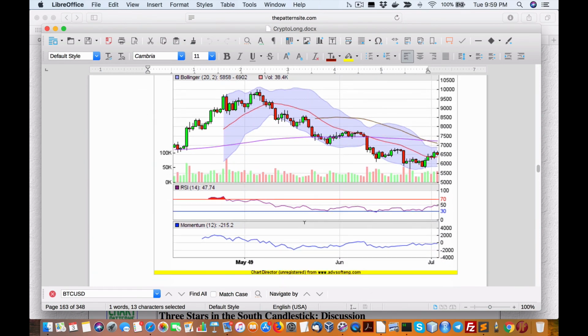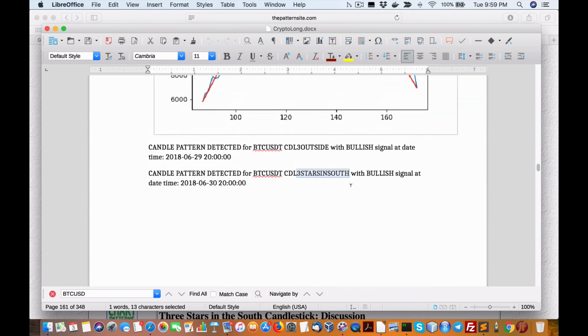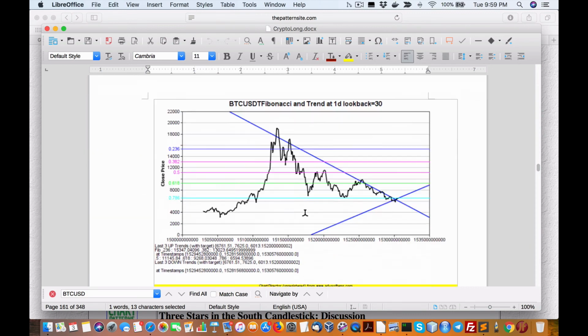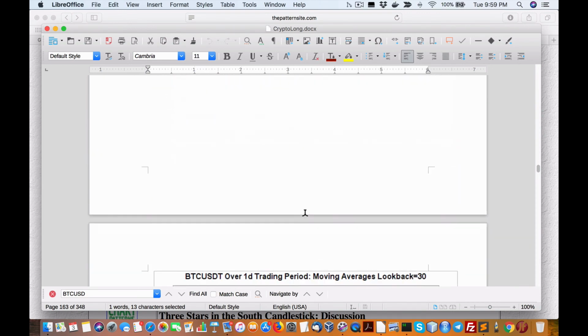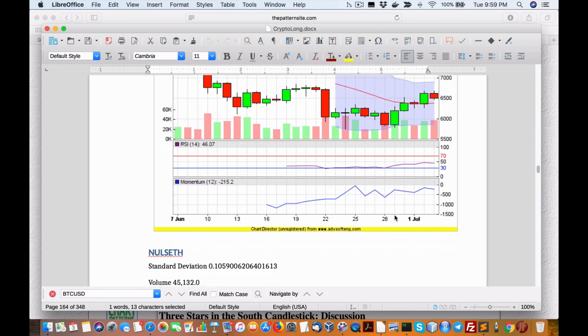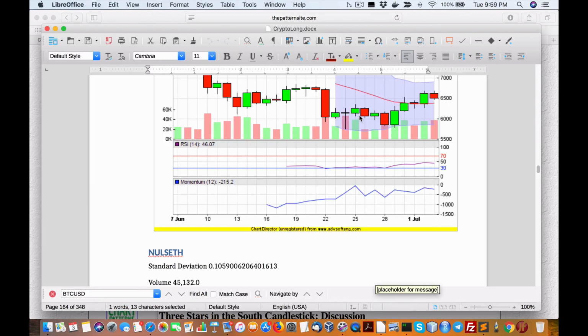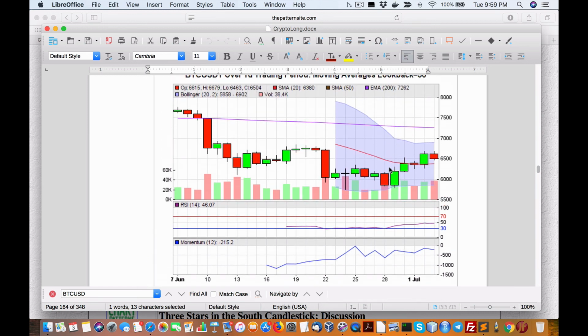Okay. Making sure we have the bullish candle at June 30th. So where's the 30-day? Right here. So that would have been 29. So I'm assuming, see what that pattern looks like. Three stars in the south. I don't see it. I do not see it.